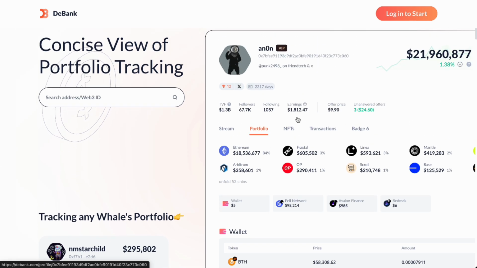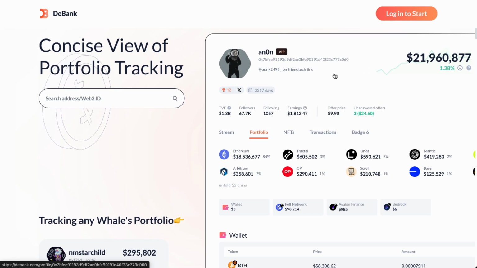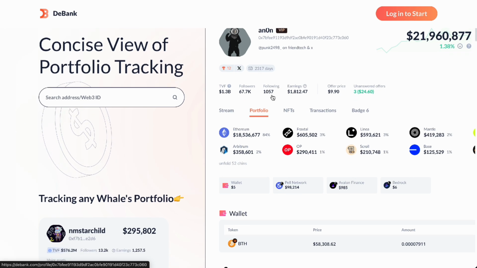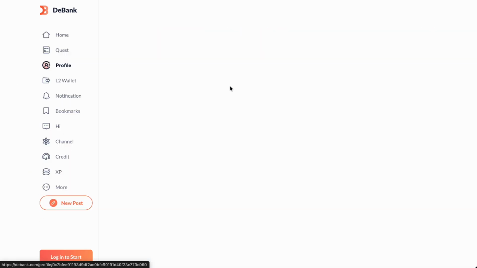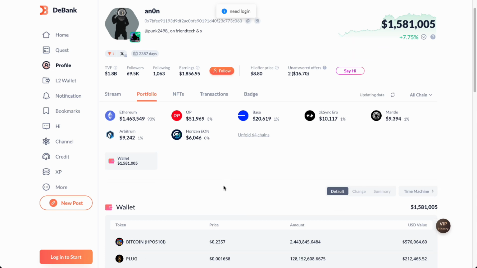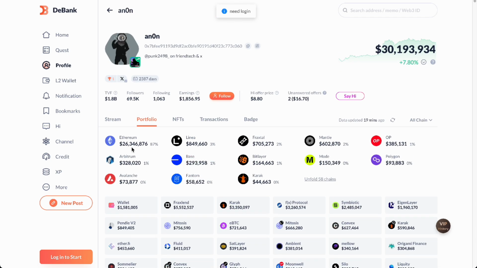So we have Anon right here. Here's his address, and here's his portfolio. Here you can see his TVF. If you don't know what that means, it's written right here. As you can see, he has around 26,000 Ethereum.